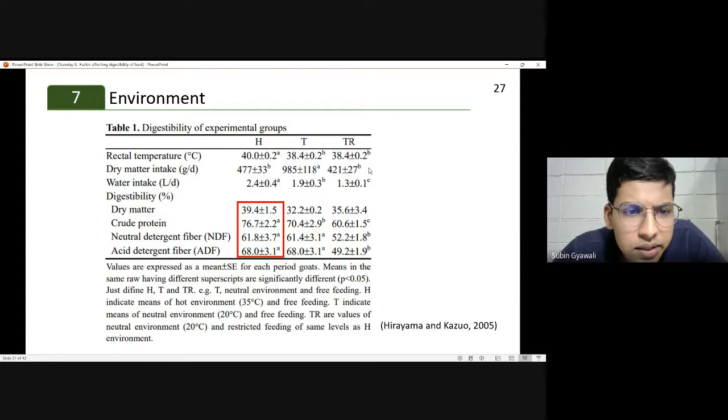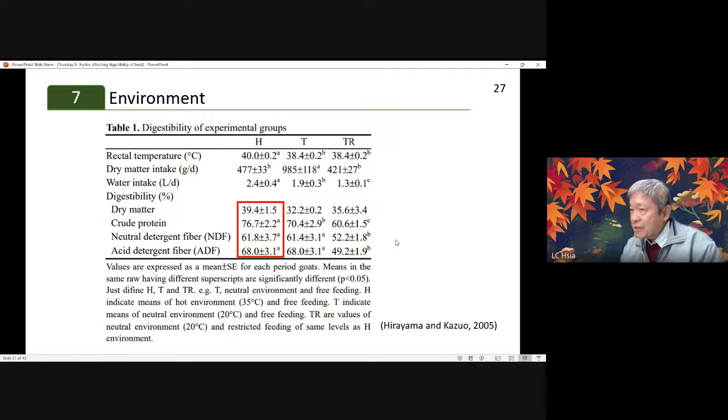But why, in the case of crude protein, NDF and ADF, is it significantly reduced? Yes, your question is very good. In this case, you have to try to understand that even at high temperature, the digestibility for the protein part is still the highest, although they have lower feed intake, but usually it's not due to the feed intake. We said this one is dry matter, and this one is protein.